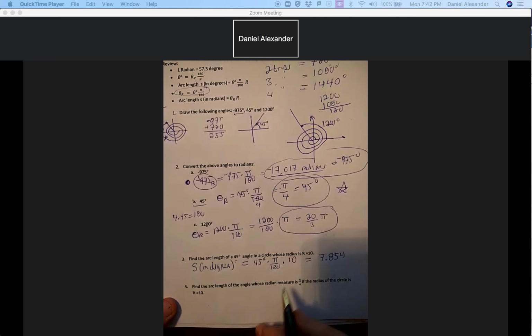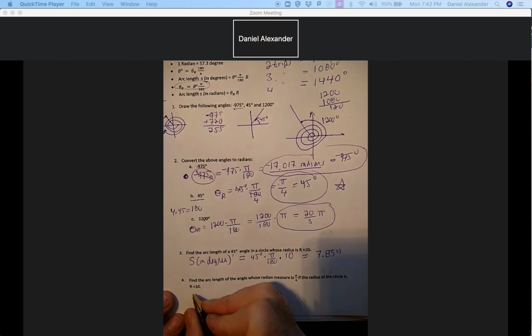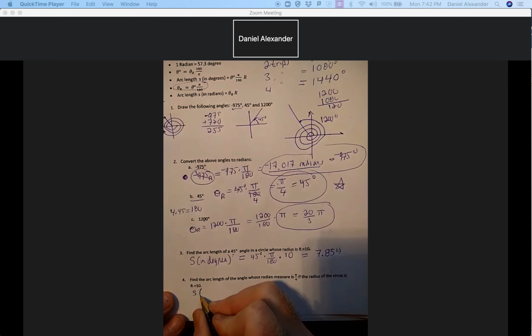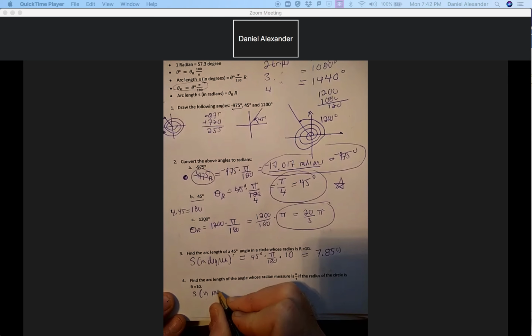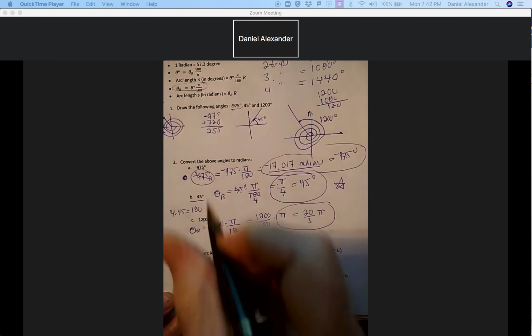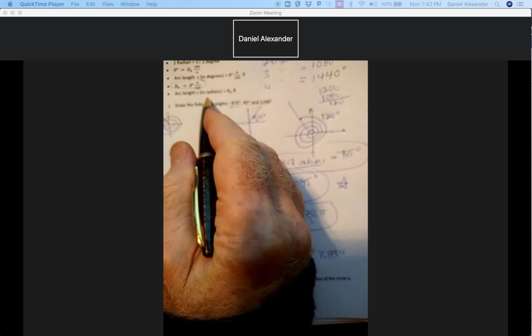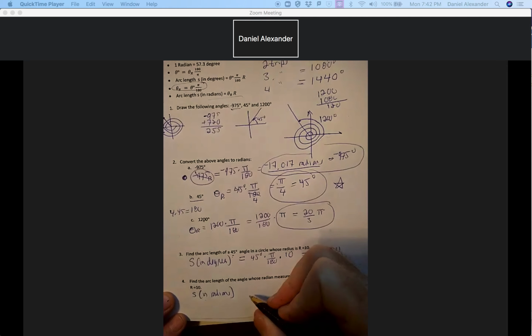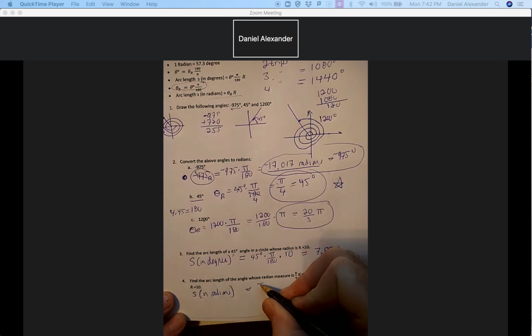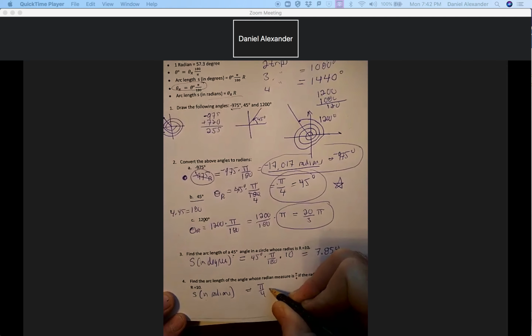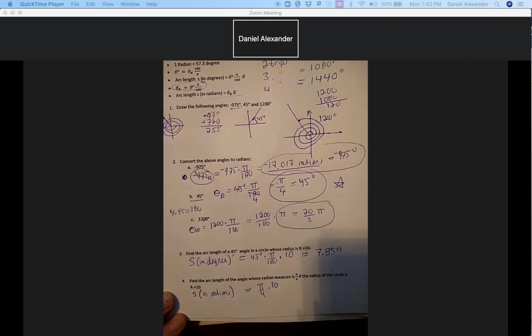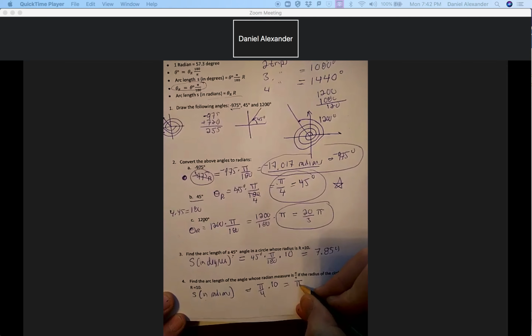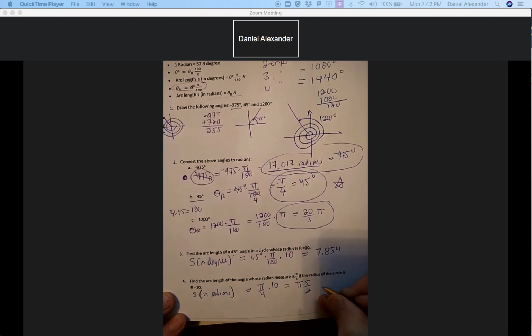Now I'm going to find the same thing in radians. I should get the same answer. So I'm going to use the radian formula right here. So it's going to be equal to pi over 4 times 10. Okay, that's going to be pi times 5/2. And again, I'm going to convert it to decimal, and I get the same answer.